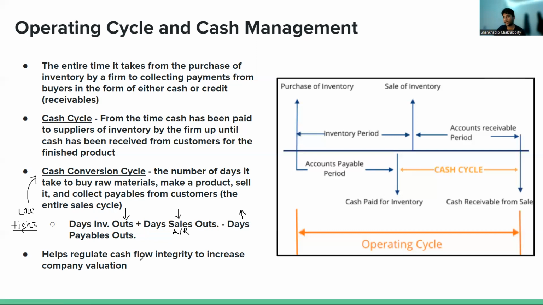It also helps regulate cash flow integrity to increase a company's valuation. Because the lower the cash conversion cycle is, the higher the valuation is, because the higher the income stream will be. That's pretty much what I wanted to go through. So it's the time it takes from the purchase of inventory by a firm to collecting payments from buyers in the form of either cash or credit. And in this case, credit is receivables.